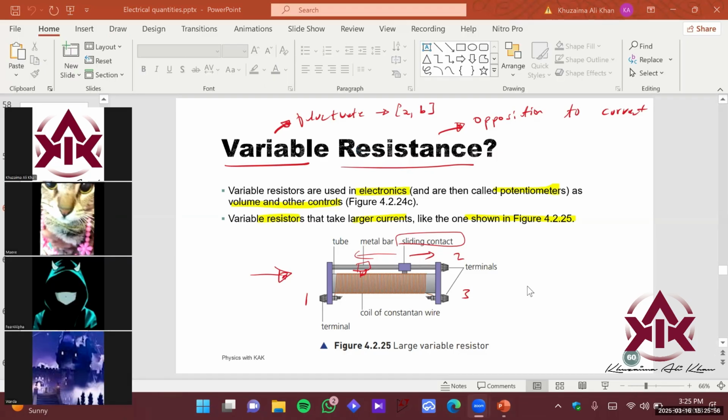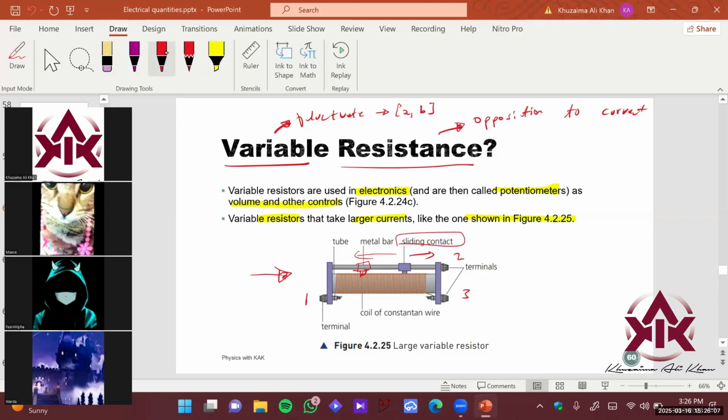Till then, let me just quickly give you a summary here. So resistance is basically what? It is the opposition, right? It is opposition to current flow. So variable means here you can fluctuate the value, right? So variable resistance is basically the phenomenon in which you can control the amount of resistance, right?